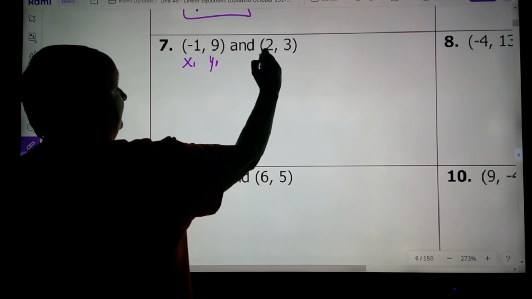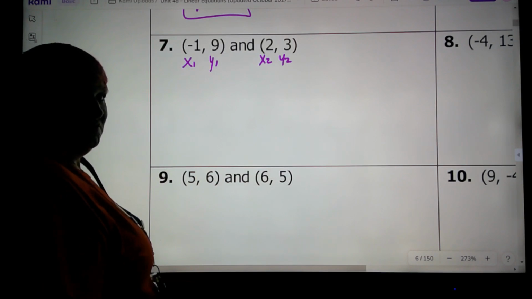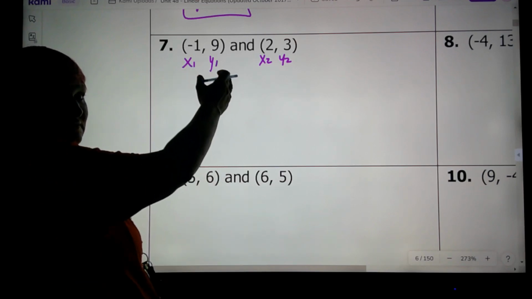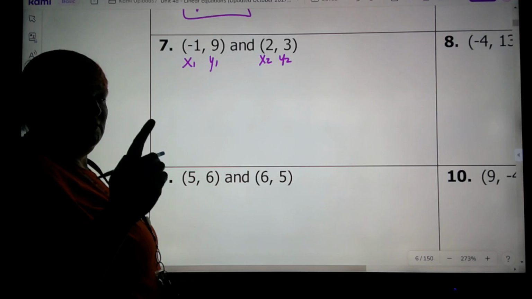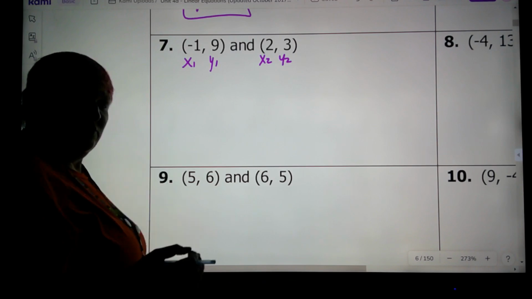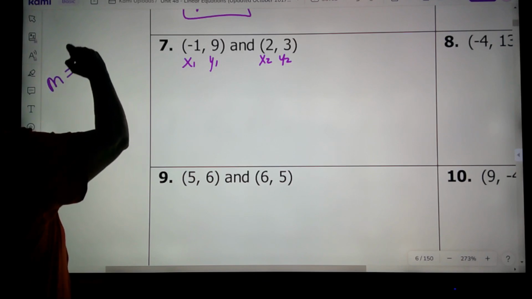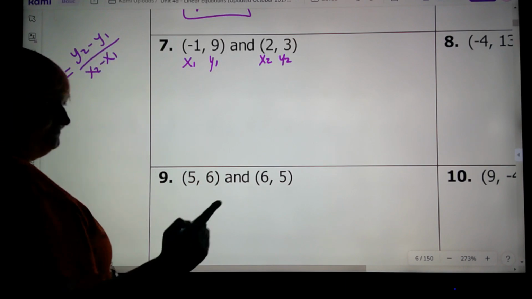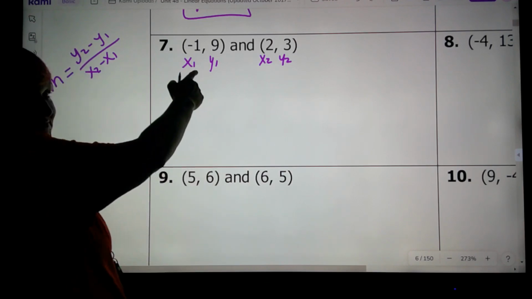x1, y1, x2, y2. On your guided notes and on your mastery check, I will expect to see the label. x1, y1, x2, y2. And I need you to write the formula at least once on your mastery check, just so that I know you were paying attention. y2 minus y1 over x2 minus x1. I will count these as part of the grade.